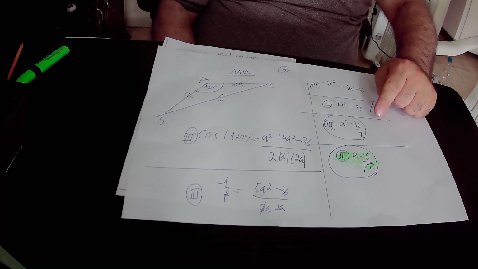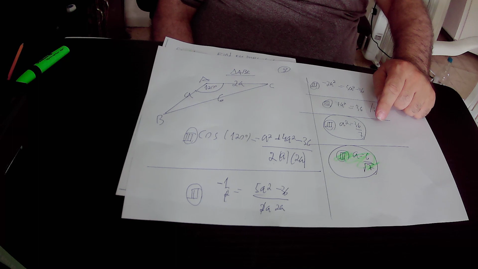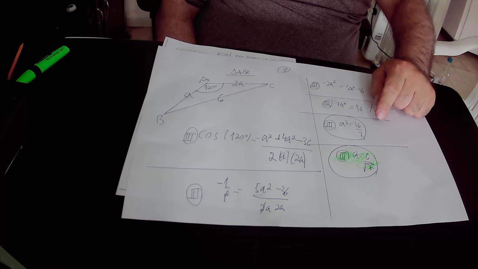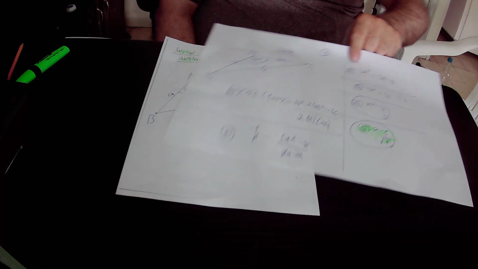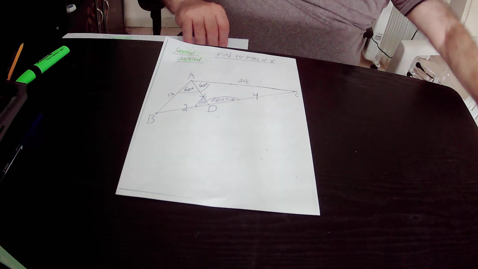Then we took the square root of equation number 3, and found out that A equals the square root of 36 over 7, that is 6 over square root of 7. So in conclusion, A equals 6 over square root of 7 according to equation number 3.